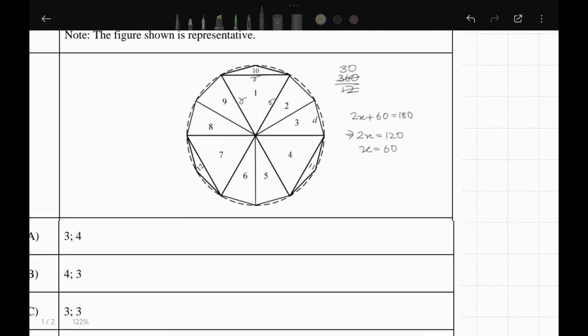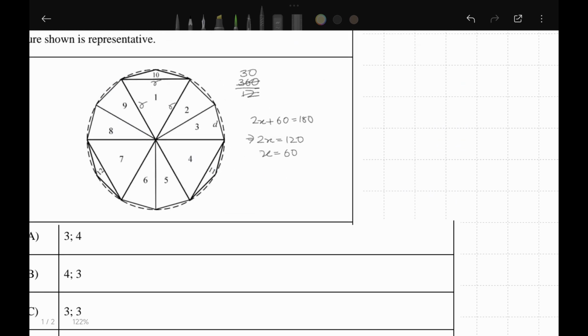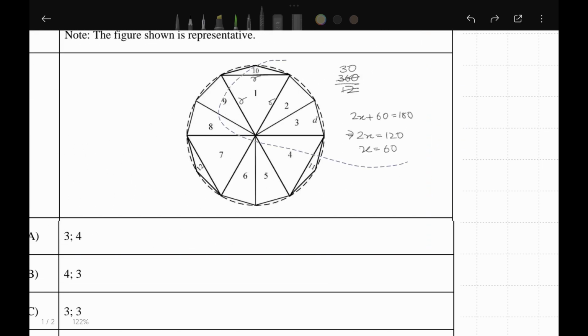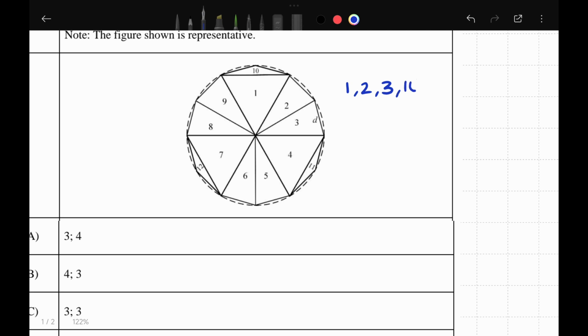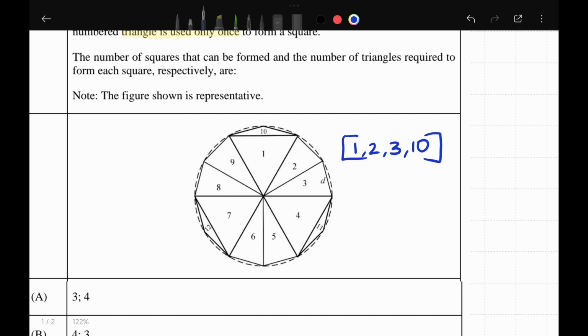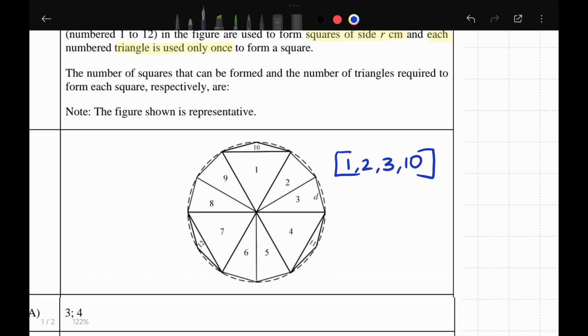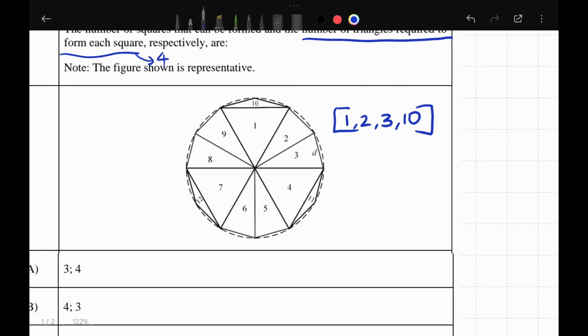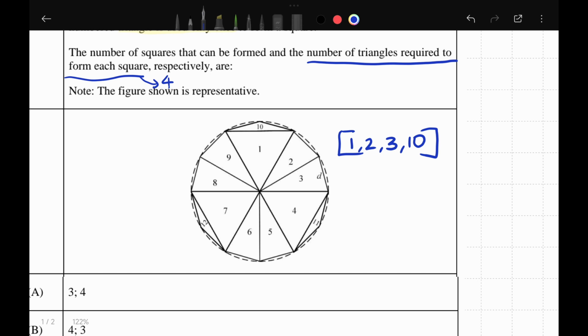Now if you see, say we have made the square using 1, 2, 3 and 10, right? So these 4 triangles we need to make the square. And we have also answered a part of the question. The number of triangles required to form each square is 4. Alright, and let's see the number of squares.